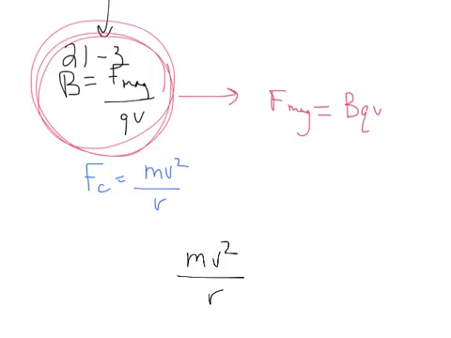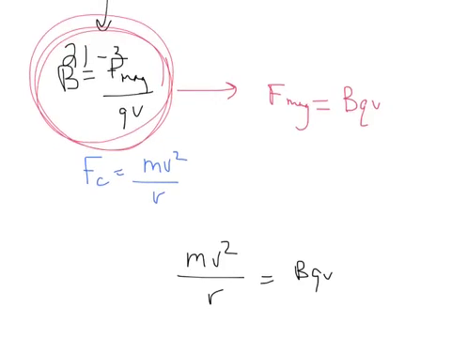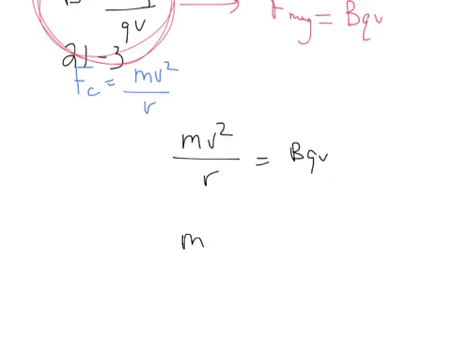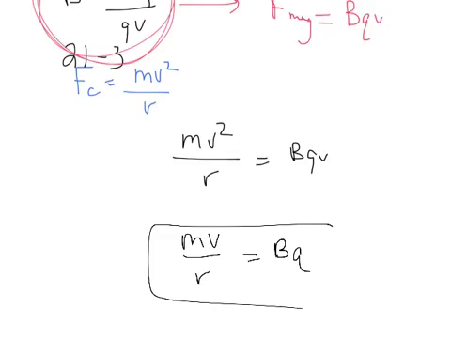So we say mv squared over r equals BQV. We did this in class. It's in your notes. One of the v's cancels on one side, one on the other. And that's our relationship for a charged particle traveling in a magnetic field, always. Okay, if it's in circular motion, we're talking about.